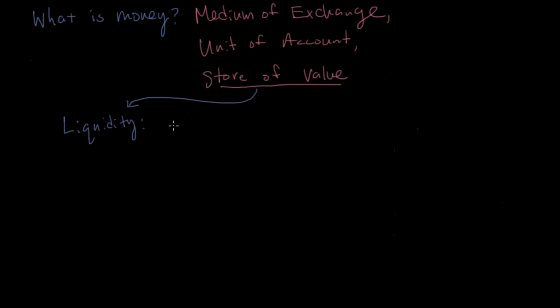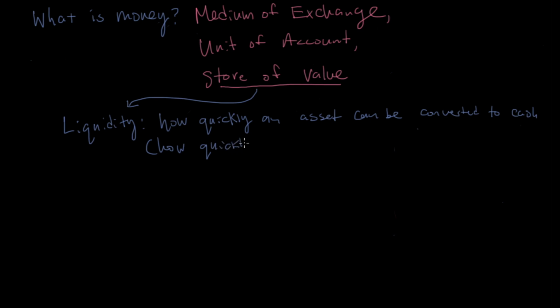So when we're talking about liquidity, we're concerned with how quickly or how easily some asset can be converted to cash, or how easily it can be converted to a medium of exchange. Okay, so if we say that an asset is very liquid, then we mean that it can be very quickly converted into a medium of exchange where we can use it to purchase goods and services.